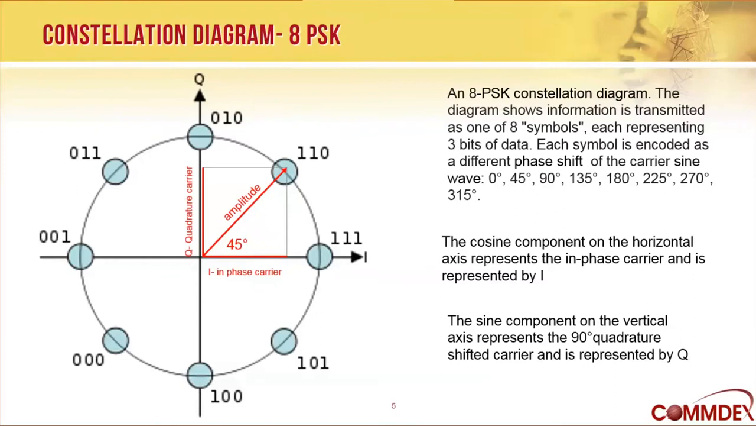So the cosine, or the x-axis, represents the in-phase carrier, and we call that the I component. I for in phase. The vertical axis, or the sine component, is called the quadrature component, or the Q component. You know from trigonometry that every angle has a sine and a cosine component, or you could say a horizontal and a vertical component. So you may hear the terms I and Q as it relates to a digital signal.